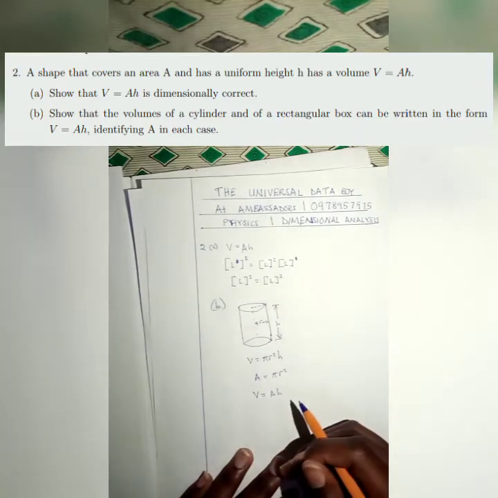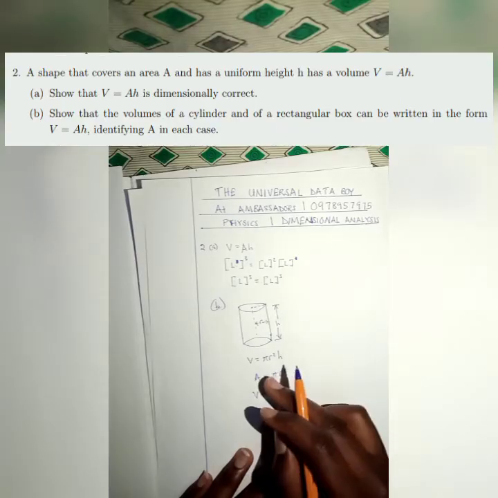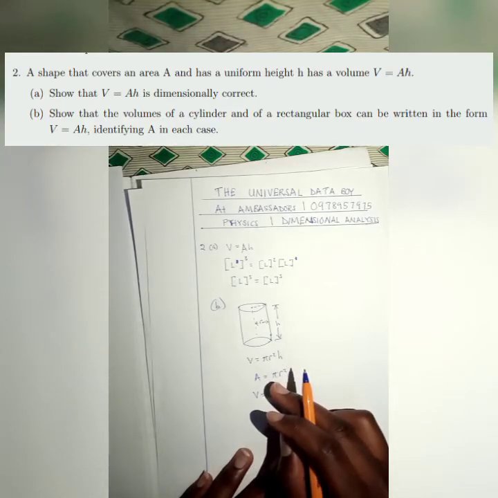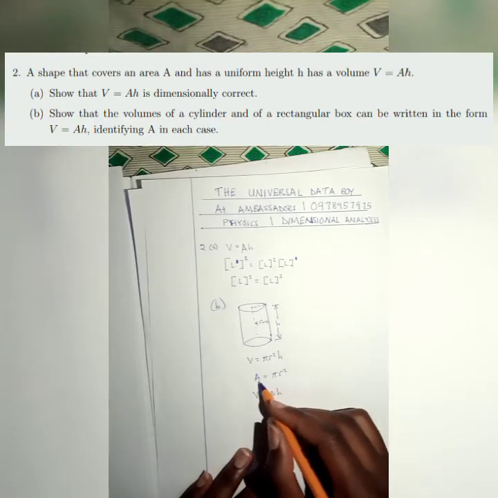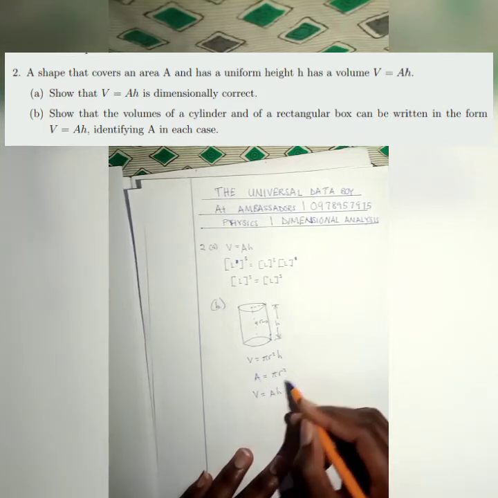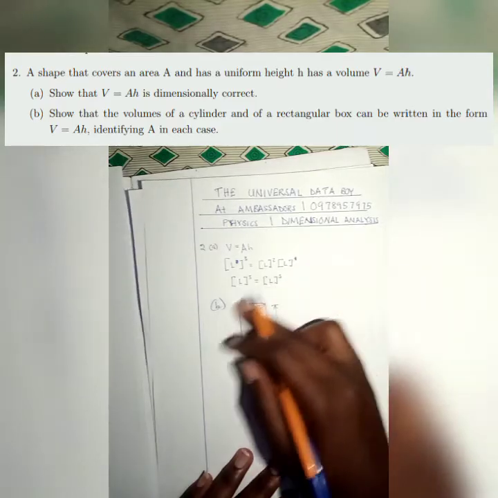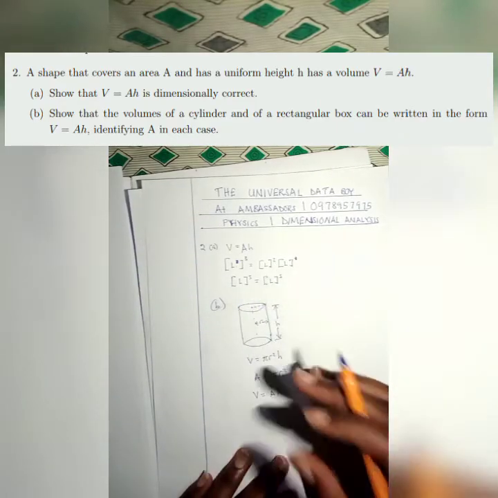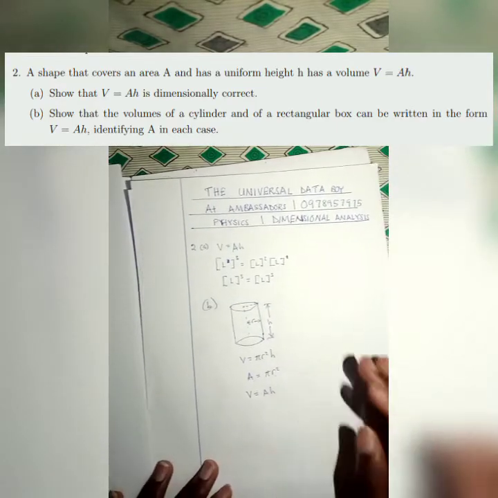Now let's go to the volume of the rectangular box, and remember you're being told to identify A in each case. Here you have identified A as pi r squared. That's the A for a cylinder, and you don't necessarily have to draw this. I just wanted to show you so that you can get a basic understanding.